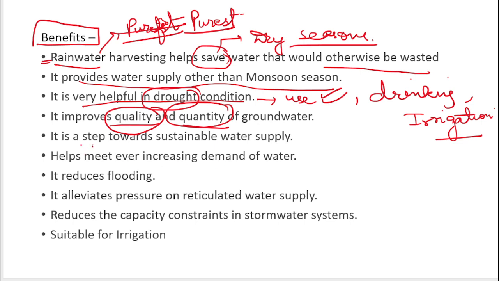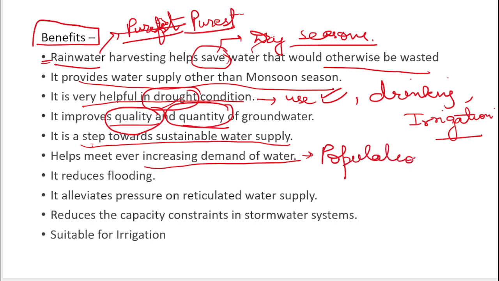It is a step towards sustainable water supply. Sustainability will increase with this. We will increase the sustainable water supply. There will be water supply even in drought conditions, even in dry seasons. It helps meet the ever increasing demand of water. We all know that our population is increasing.